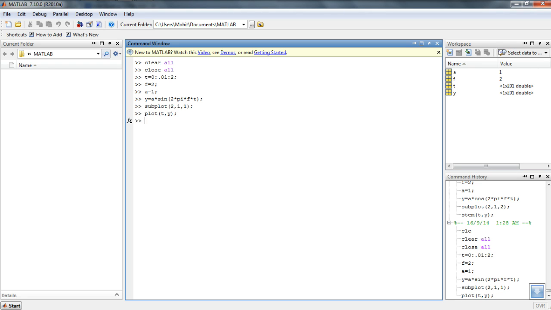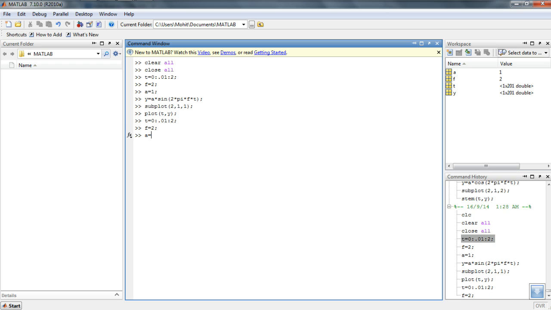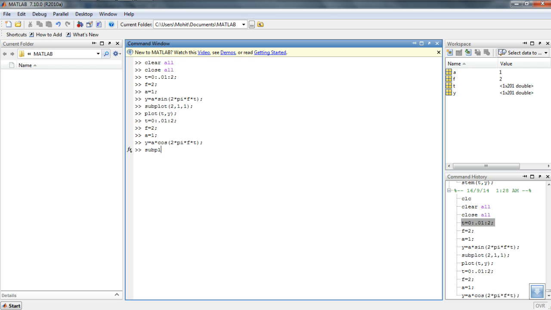Now if I want to plot a continuous cosine wave, I'll use the same things. Here t goes from 0 to 2, frequency will be equal to 2, amplitude will be equal to 1, and y will be equal to a star cos 2 pi f t. As you can see, when we were plotting sine waves we used sine, and when we are plotting cos waves we use cos. MATLAB determines them automatically.